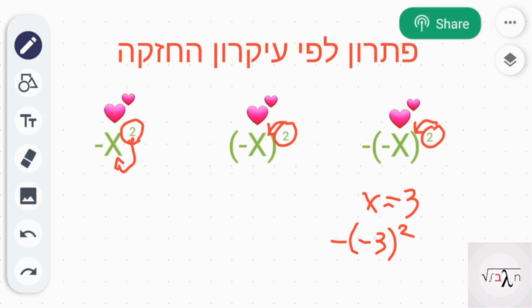Minus 3 to the power of 2 equals 9. And this minus will stay as it was. Because it wasn't inside the parenthesis. So the answer will be minus 9.